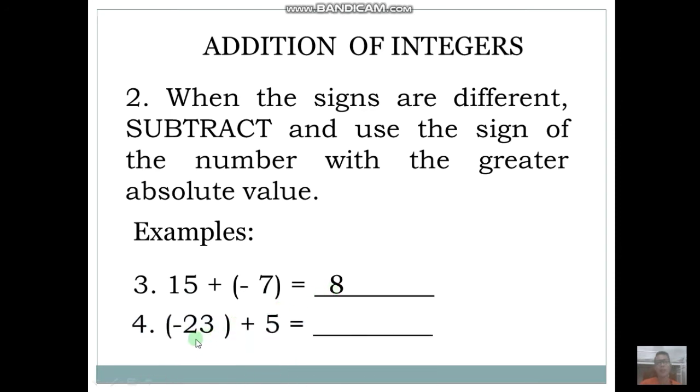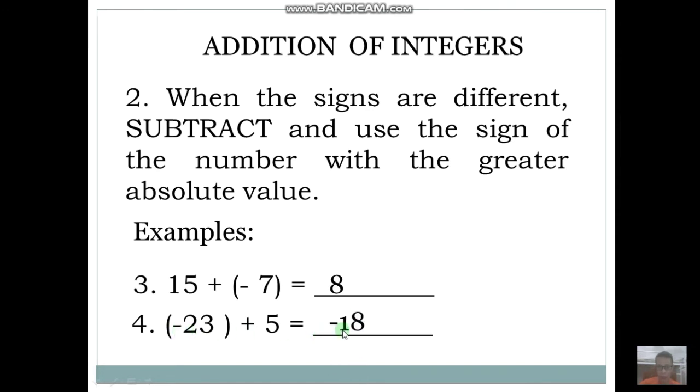Then number 4, negative 23 plus 5. Negative yung 23, positive yung 5. So again, magkaiba yung sign. We will do the subtraction. And then in this case, yung sign having a greater value is negative.